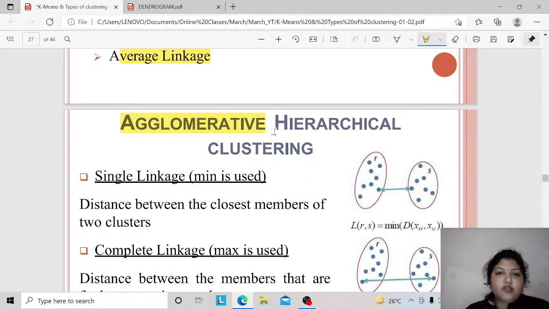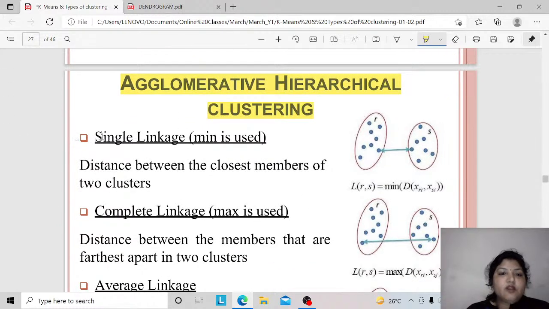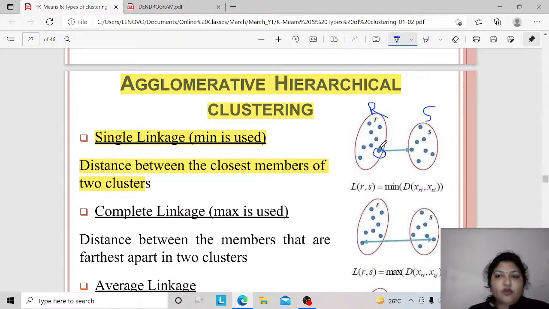Here we have the agglomerative hierarchical clustering technique. In this we are going to have the first approach, that is single, or minimum, linkage. This is the distance between the two closest members of two clusters. There would be two different clusters over here, this is my cluster R and this is my cluster S, and there are different data points in them. We check which pair has the minimum distance. So in single linkage you are checking that minimum distance between them.